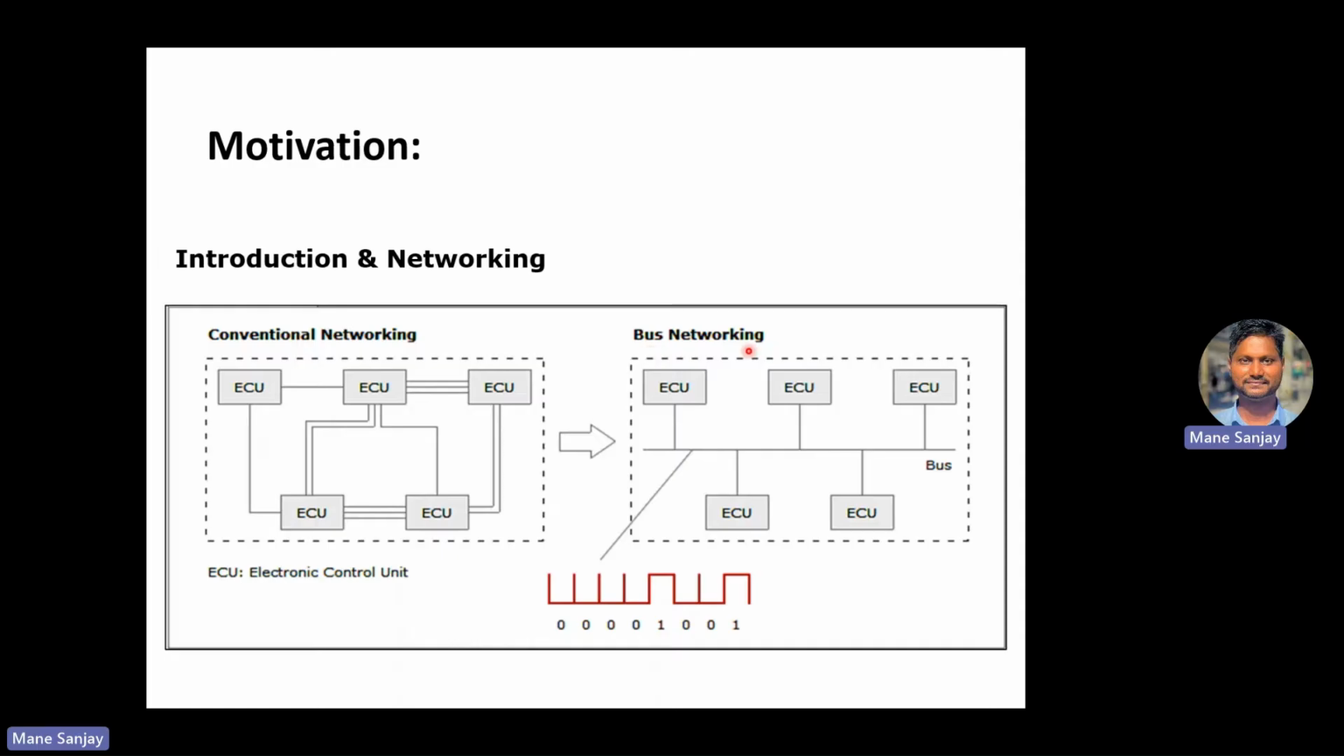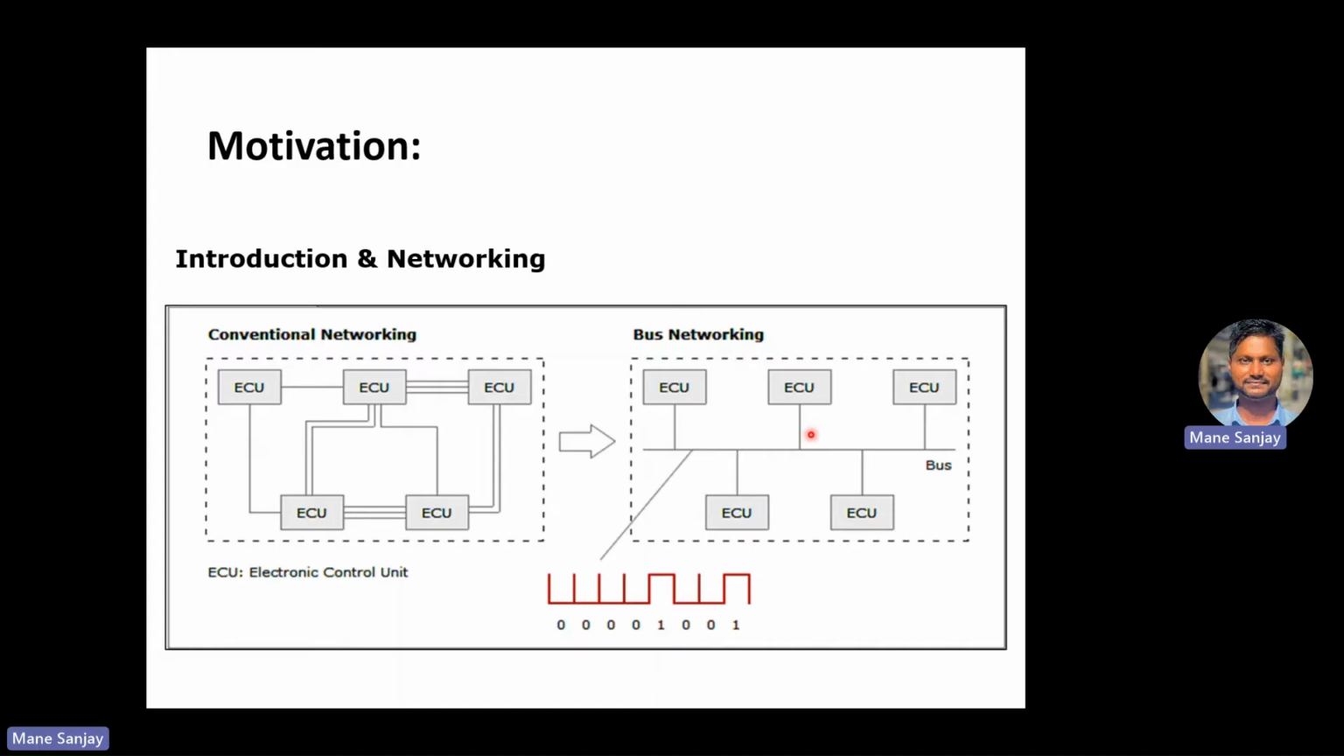But when you jump to the next level, that is called line networking or bus networking, you see each ECU participates in the communication. It sends and receives the information from this bus. And this one is also sending and receiving the information using only two wires, or I would say a single wire.